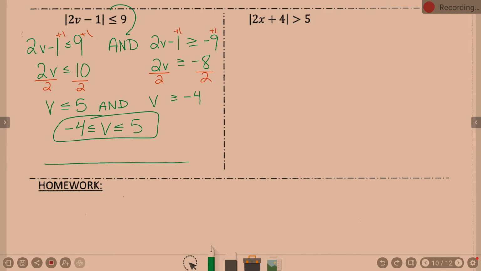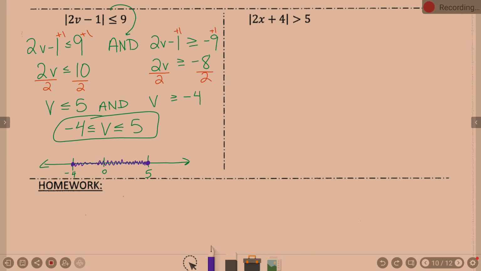Let's practice the graph real quick. V less than or equal to 5 means I'm going where? I'm going to go left of 5, yes? And then greater than or equal to negative 4 means I'm going right of negative 4. So we overlap between negative 4 and 5. So it's an and statement and the shading is between them.